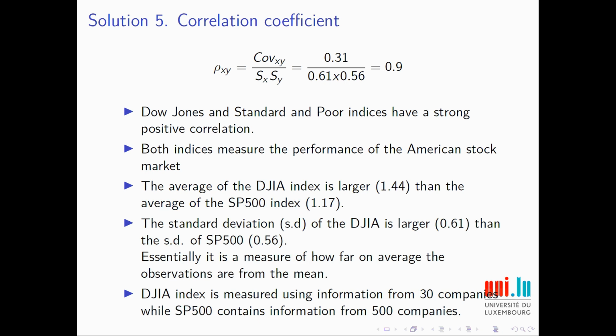Here you can see what kind of insights you can get by calculating statistics. We found a correlation coefficient of 0.9, which is a sign of a strong positive correlation, interdependent. We can also talk about averages: the Dow Jones index is larger on average, and the standard deviation of the Dow Jones index is also larger.